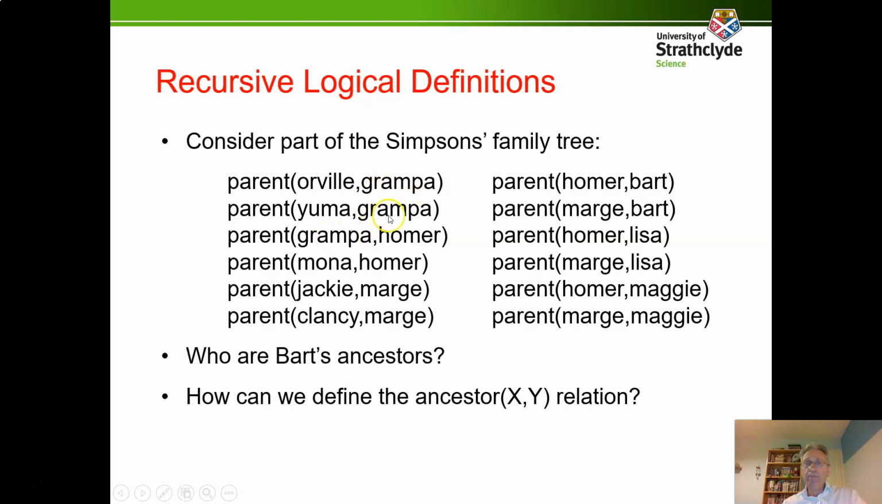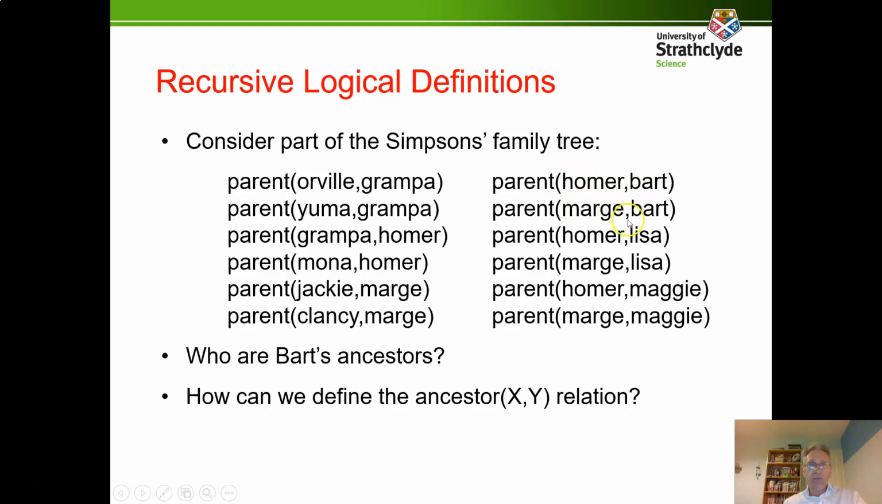And we know Grandpa's parents as well. They're called Orville Simpson and Yuma Simpson. That's all that I know of the Simpsons family tree. But what I'd like to know, I could find out here very quickly: who Bart's parents are. So if I wanted to ask who are Bart's parents, I'd say, find me the possible fillers for this slot. And it would say Homer and Marge.